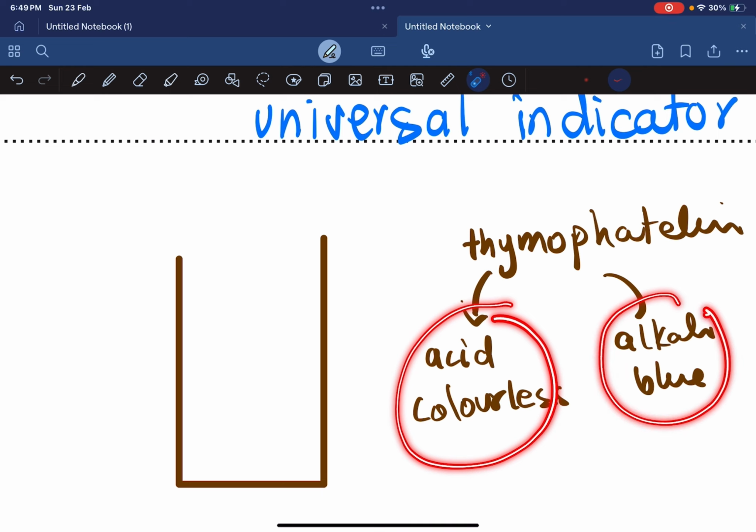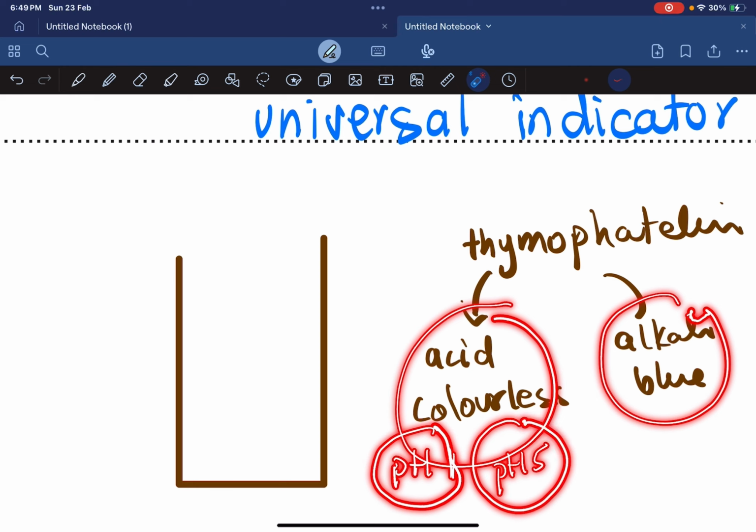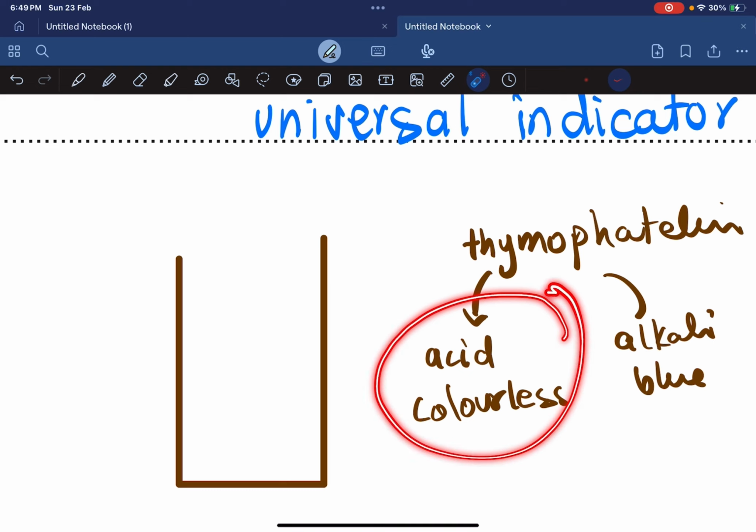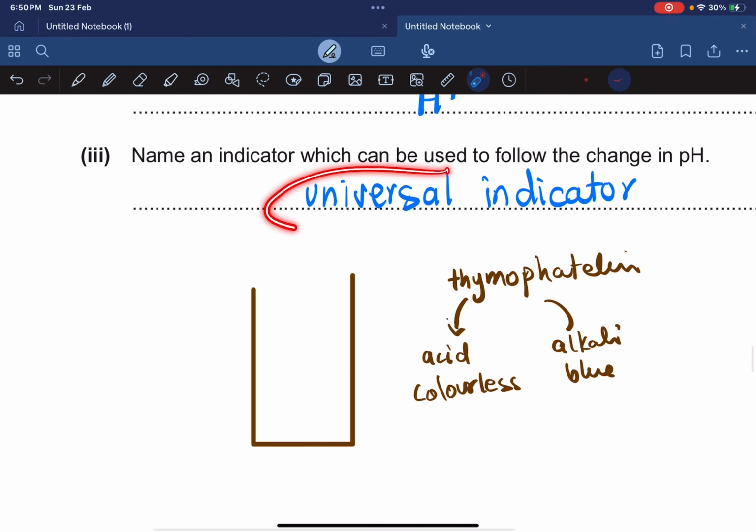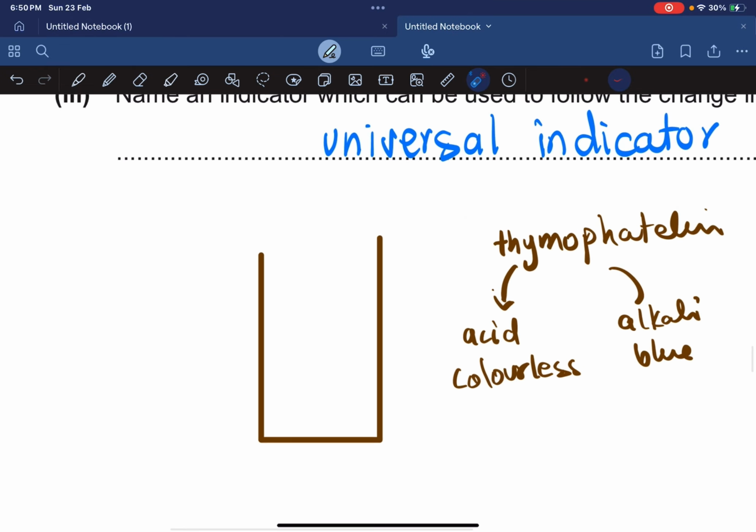Only two. Even if I have a strong acid, an acid of pH 1, and an acid of pH 5, this one is a strong acid, this one is a weak acid. For both, thymolphthalein is going to tell me that my color is colorless because it's an acid. Thymolphthalein never tells me whether it's a weak or a strong acid. It only tells me it's acid or alkali. In alkali, it's going to be blue, no matter whether I have a strong or weak alkali. But universal indicator changes its color with the intensity of the acid.